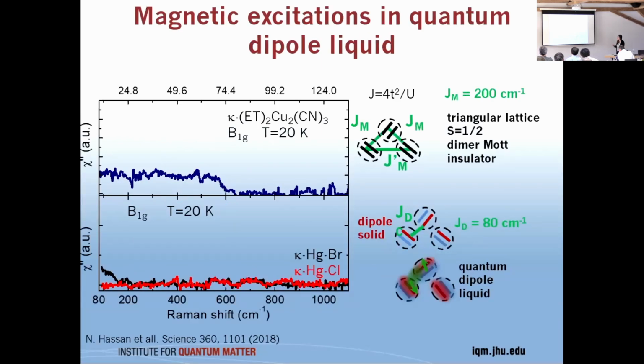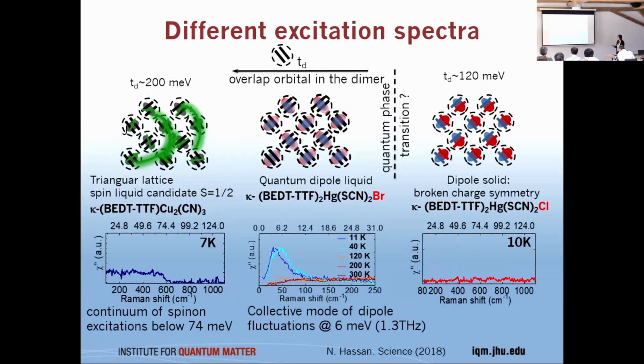So when we looked at the spectrum of excitations, this is for comparison, the copper cyanide, we saw that there is something at lower frequencies. And indeed, at lower frequencies, now I compare all these materials. At lower frequencies, we see this beautiful collective mode, which appears as we start to develop these charge fluctuations. And the success was when the frequency of this mode was basically the same as the estimated frequency of fluctuations of dipoles on this side.